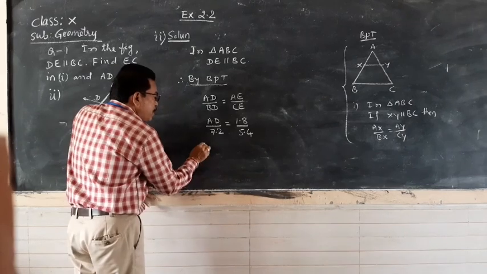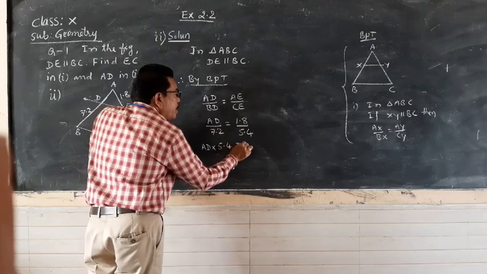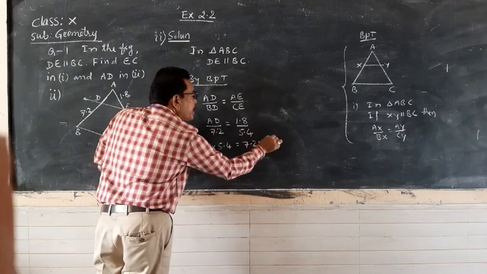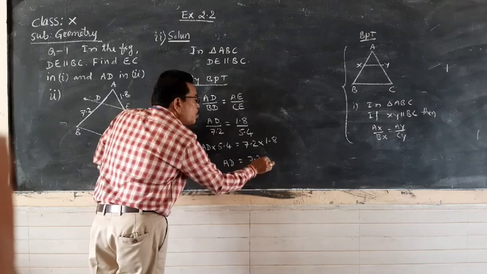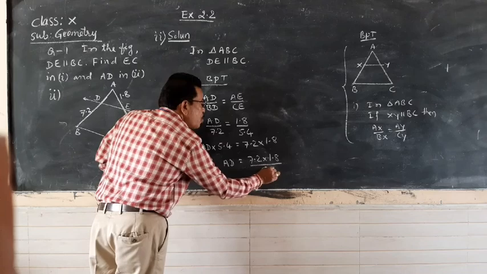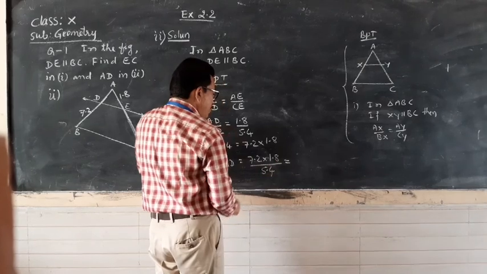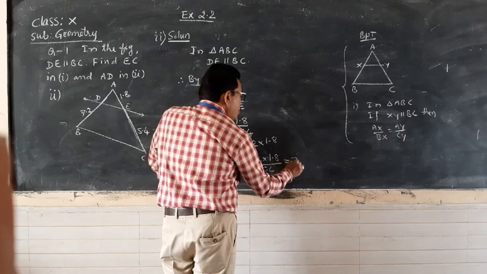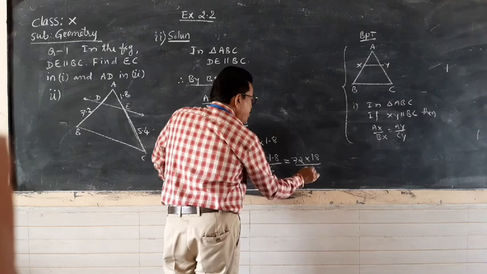Okay, by cross multiplication, AD into 5.4 equals 7.2 into 1.8. Therefore, AD equals 7.2 into 1.8 divided by 5.4. Now, let us simplify. All numbers have the same number of decimal places, so remove those. 72 into 18 divided by 54.